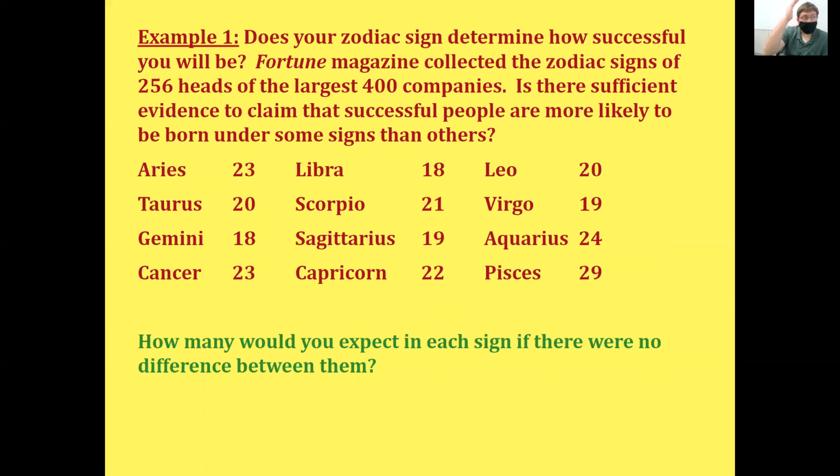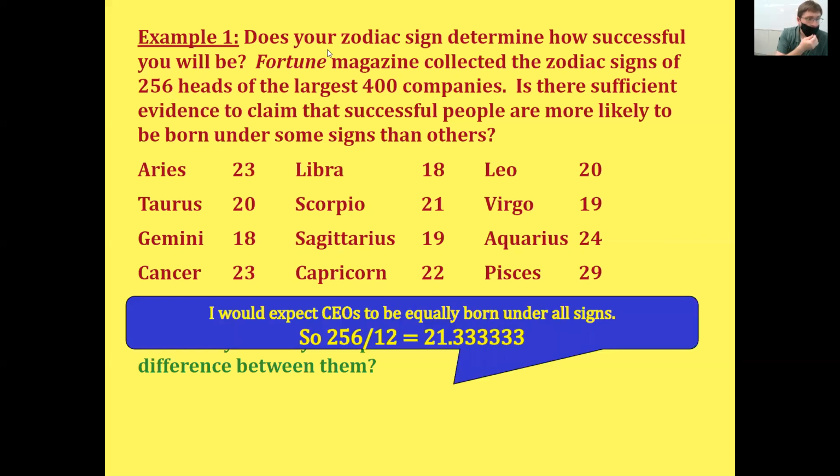So before we start doing anything, we need to check our expected values and see what we would expect the numbers to be in every category. How many would you expect in each sign if there were no difference between them? Because that's our original assumption, right? How many differences are there? None. So that means all 12 categories should be exactly the same. So this is just simple division. How many categories do you have here? 12. And how many people? 256. So divide them. That makes sense where I got that number. There is going to be a little bit of creativity here where you have to figure out your expected value.